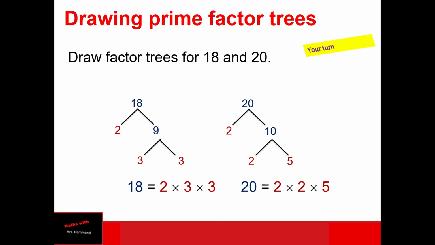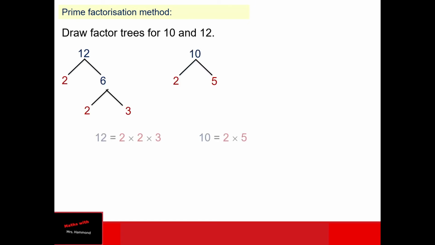Now that we know how to draw prime factor trees, we need to take it a step further by finding the LCM using the prime factors we have been able to derive using the prime factor trees. So again, I'm going to draw the prime factor trees for 10 and 12 for a start. Now I'm going to use the prime factorization derived to find the LCM.